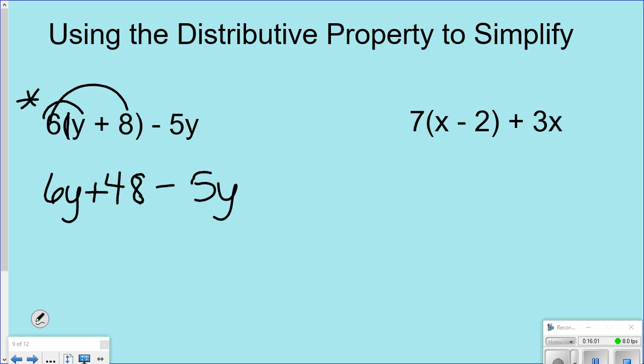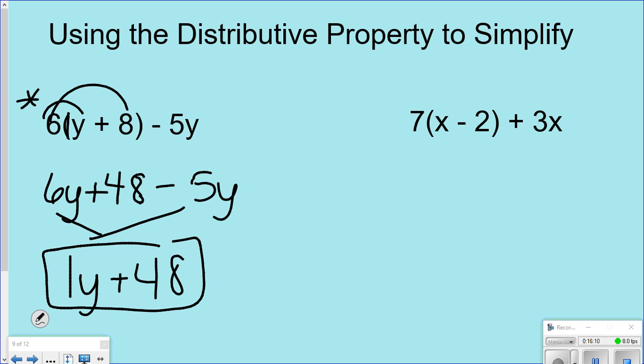Yep, solve it as far as you can. So I can do these things, right? 6 minus 5, I get 1y plus 48. This is what I want as an answer. So first you're distributing, then you're combining as far as you can.